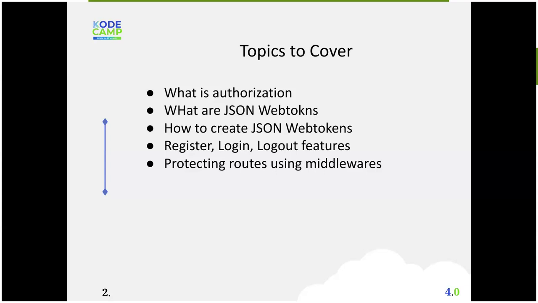Now, let's now see what JSON web tokens are, right? What are JSON web tokens? JSON web tokens are tokens, right? That are used to encrypt, or let's say encode information, which a client can use for authentication. So let me explain how authentication works.